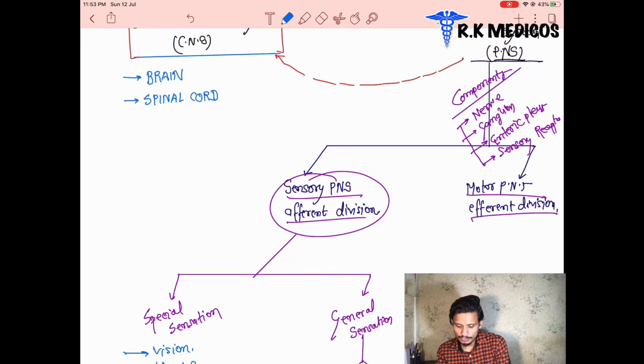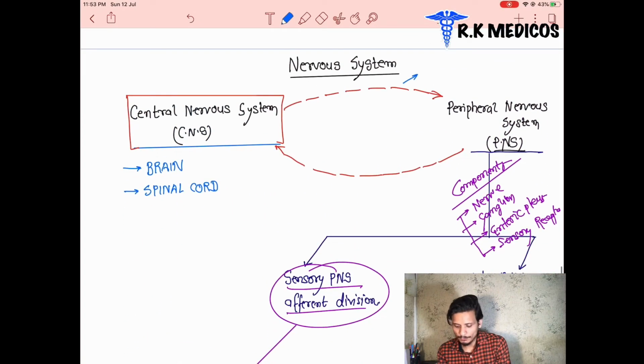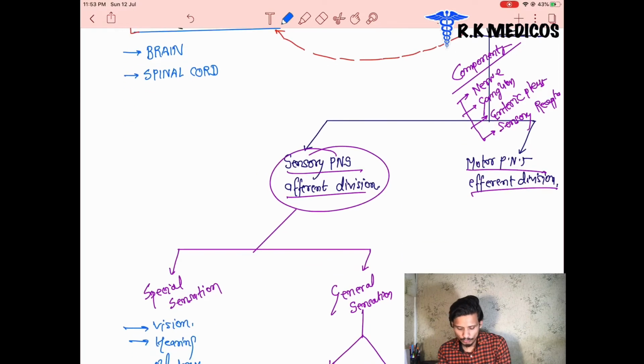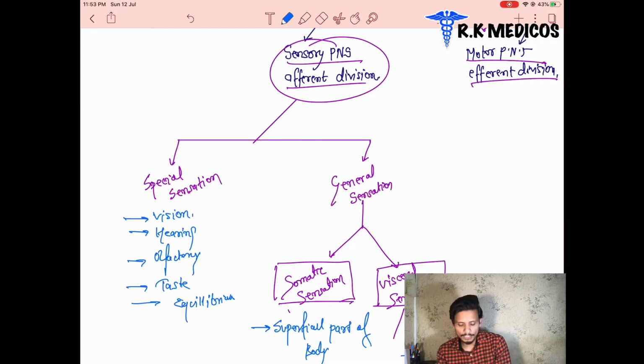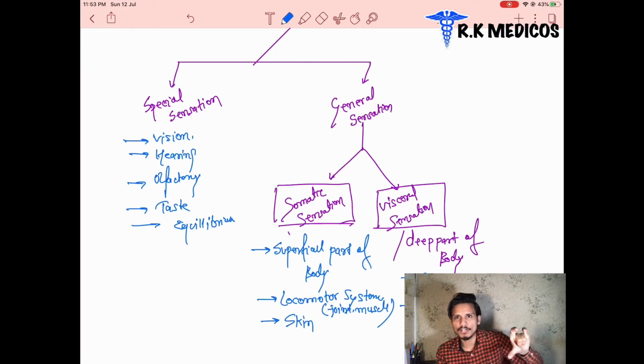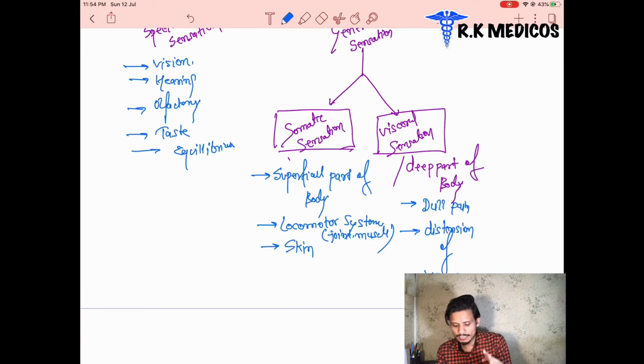Basically, we are going to see the nervous system has two parts, central and peripheral. The peripheral is divided into sensory and motor, and we are now discussing the sensory PNS, or the afferent division, in which there are special and general senses. The special senses are for the special sense organs like hearing, olfaction, taste, and equilibrium maintenance.